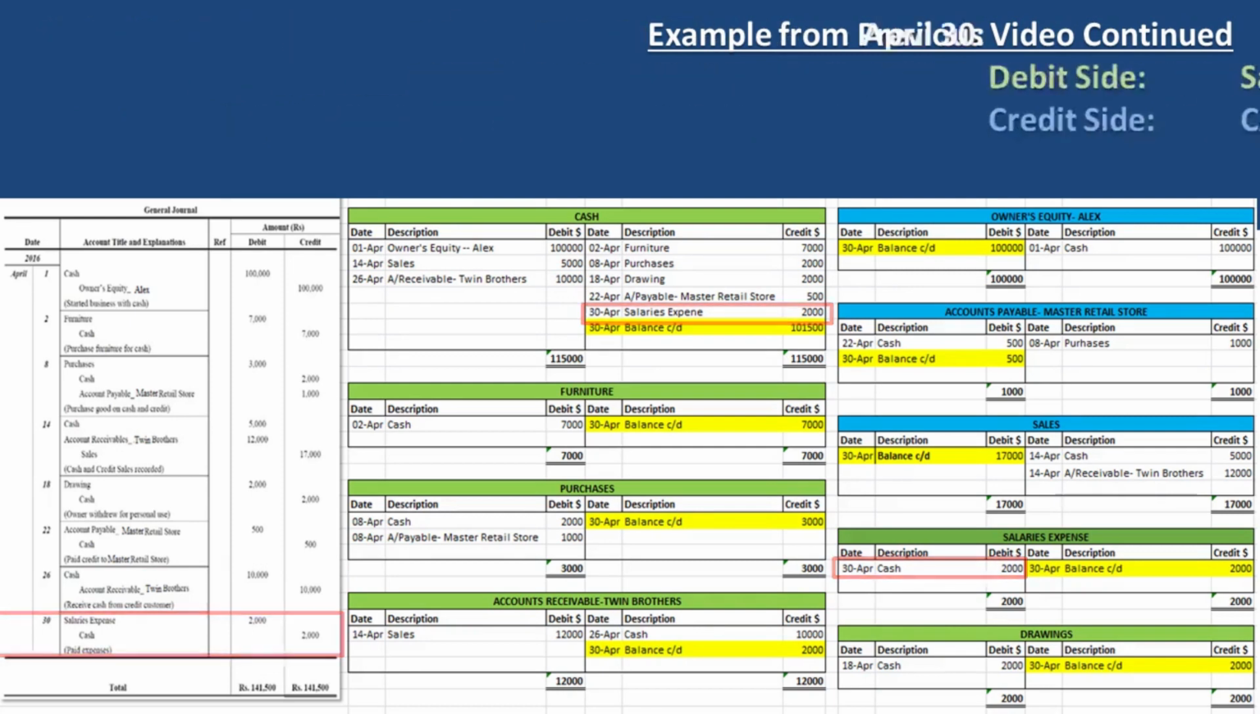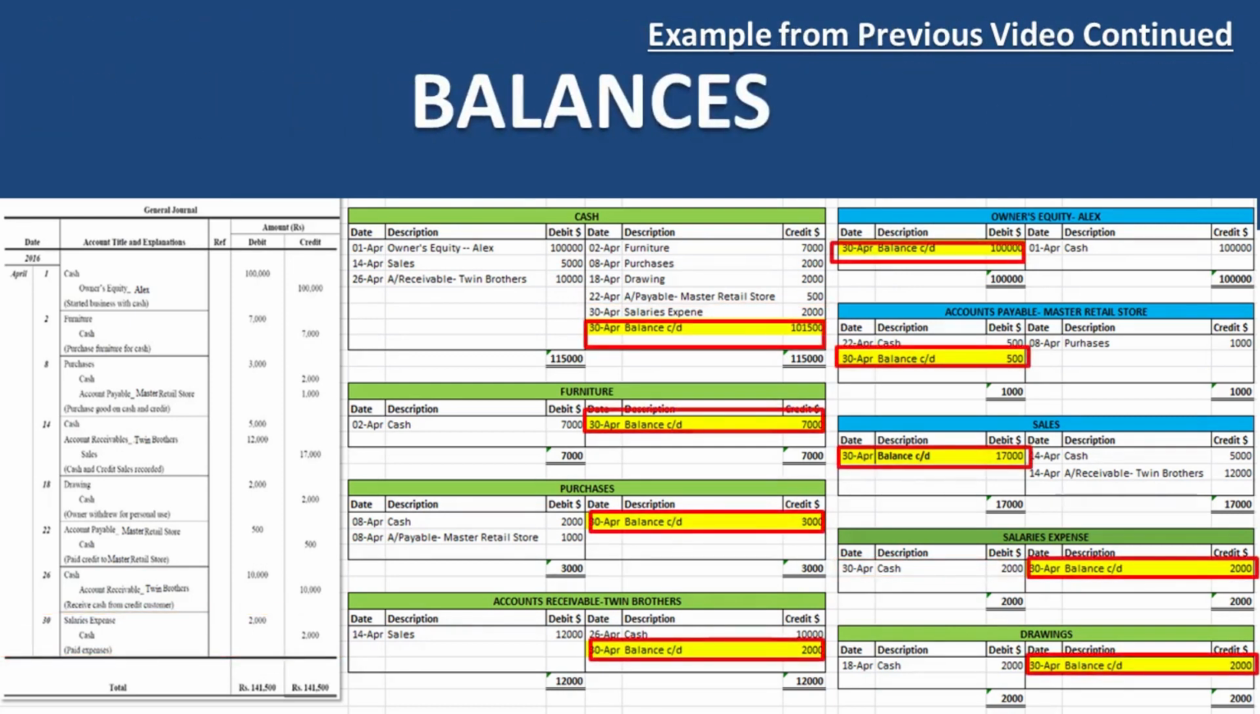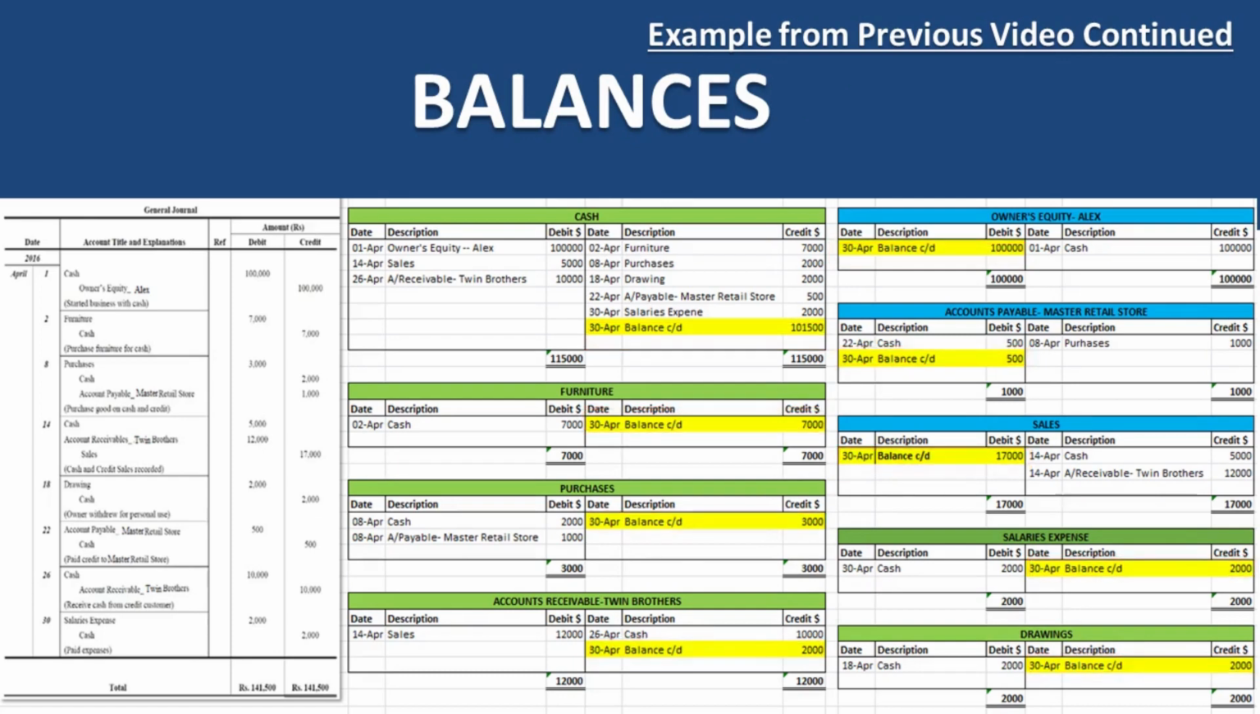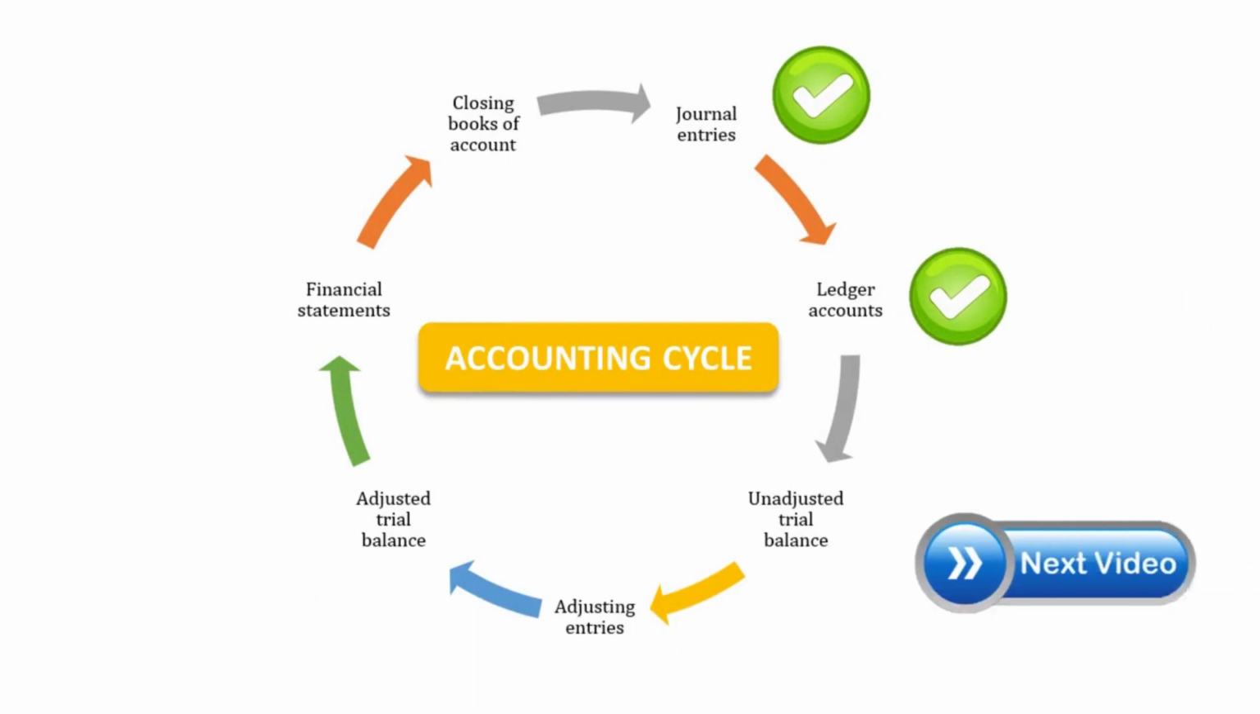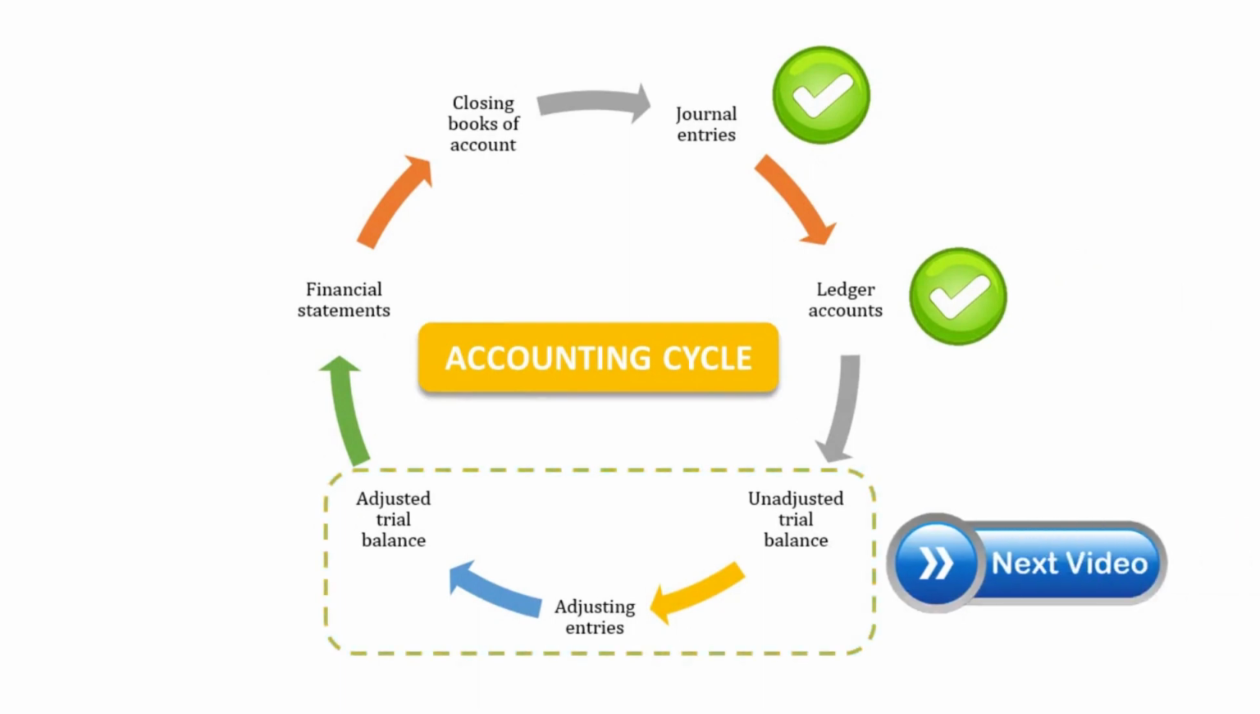Now all the posting is done. All we have to do is balance the accounts by subtracting the lower side total from the higher side total. The balances are highlighted in yellow. I hope you have learned how to post transactions from journal to ledger accounts. In the next video we will cover the trial balance without and with adjustments.